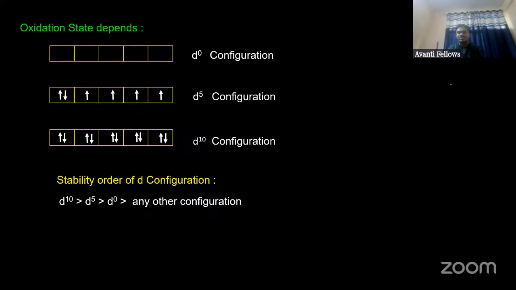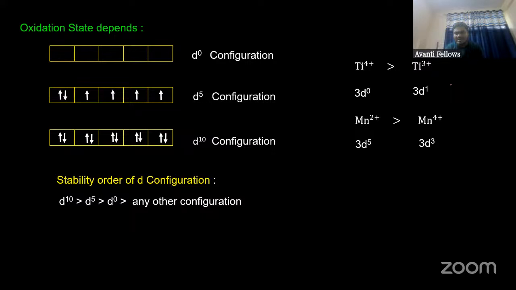Now, if someone asks out of this d5, d0, and d10, which is the more stable? So obviously d10, d5, and then comes d0. So if someone asks out of titanium 4 plus and titanium 3 plus, which one is more stable? So we can say that titanium plus 4 is much more stable because it has 3d0 electronic configuration.